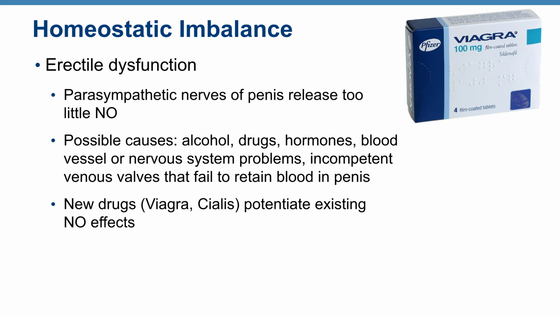Homeostatic imbalance, erectile dysfunction. Remember, we need nitric oxide to dilate those arteries and arterioles in the penis for erection, right? So when parasympathetic nerves of the penis release too little nitric oxide, then blood vessels are not dilated, not enough blood accumulates inside those vessels, and we don't have an erection. That's why it's called erectile dysfunction.